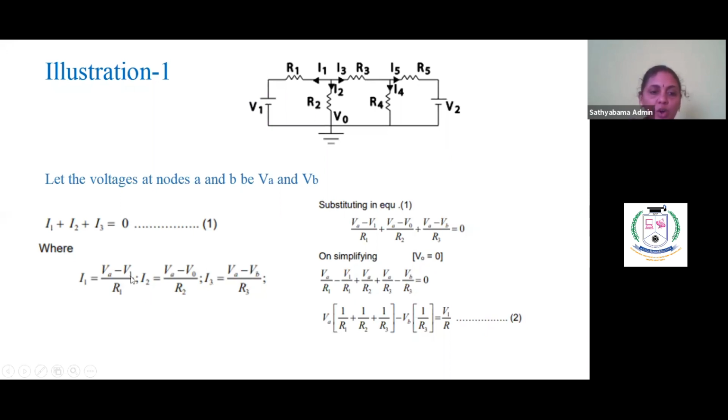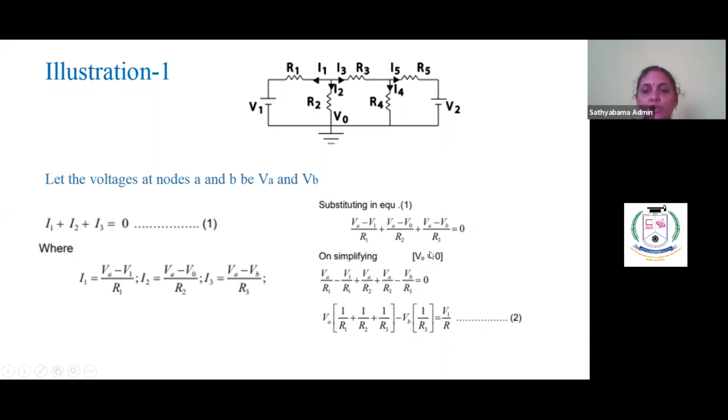Now substituting all the values of I1, I2 and I3 in equation number 1, we will have this equation, right? Now I told you V0 is the reference node. So the value of voltage there is going to be 0.